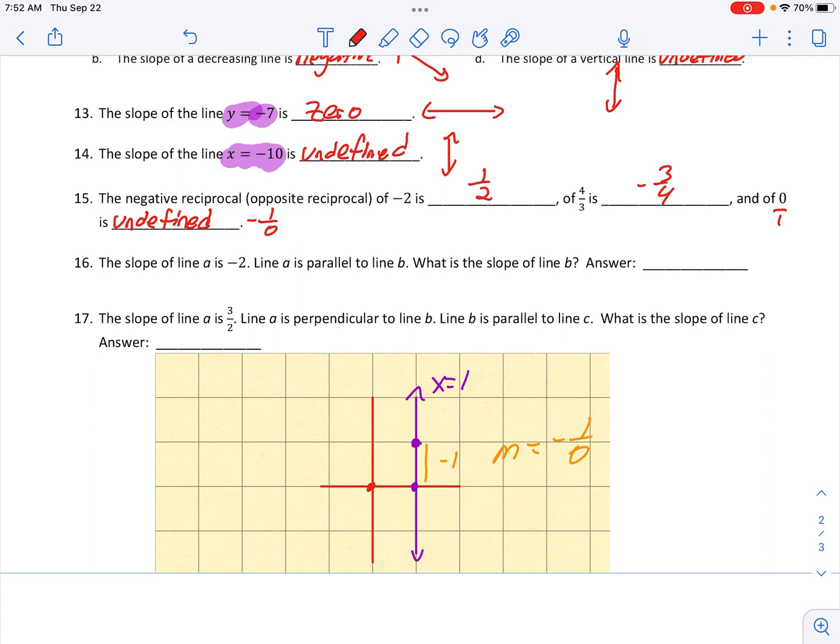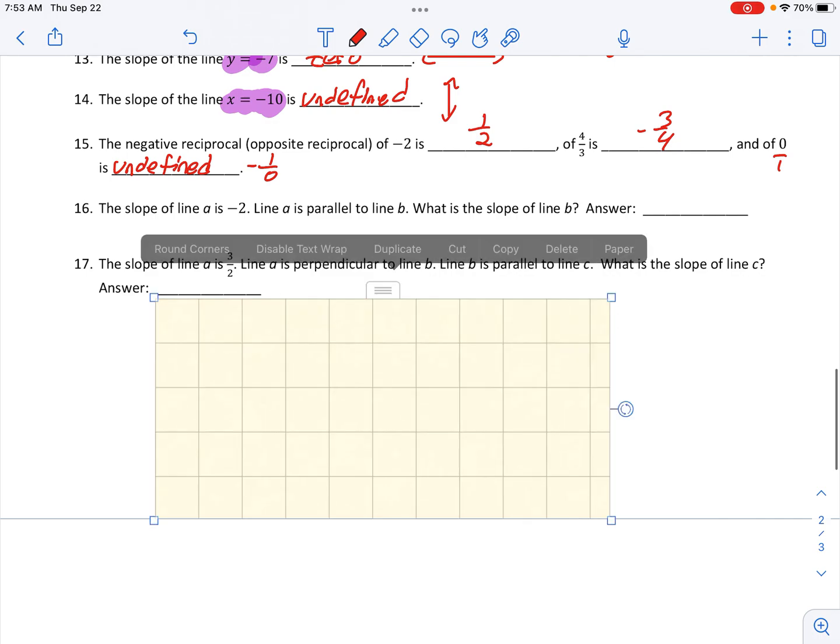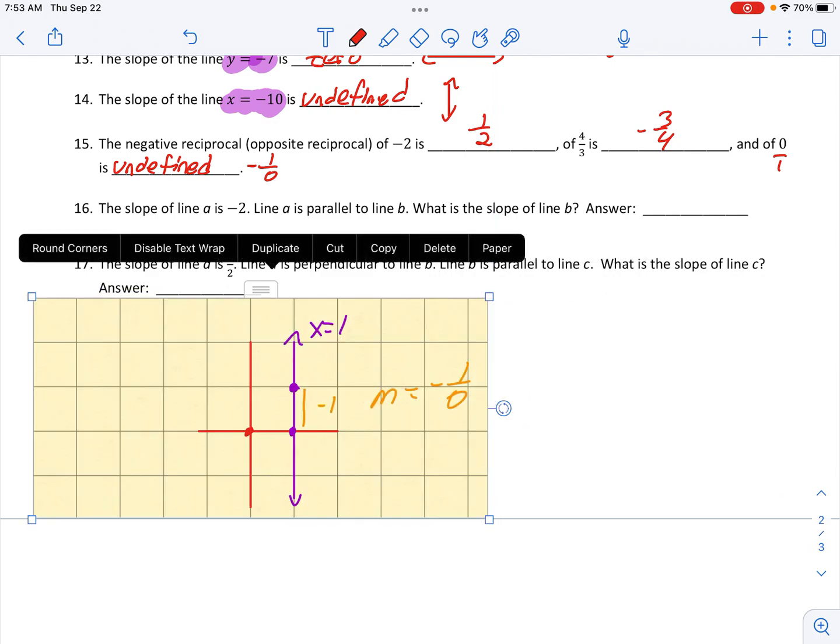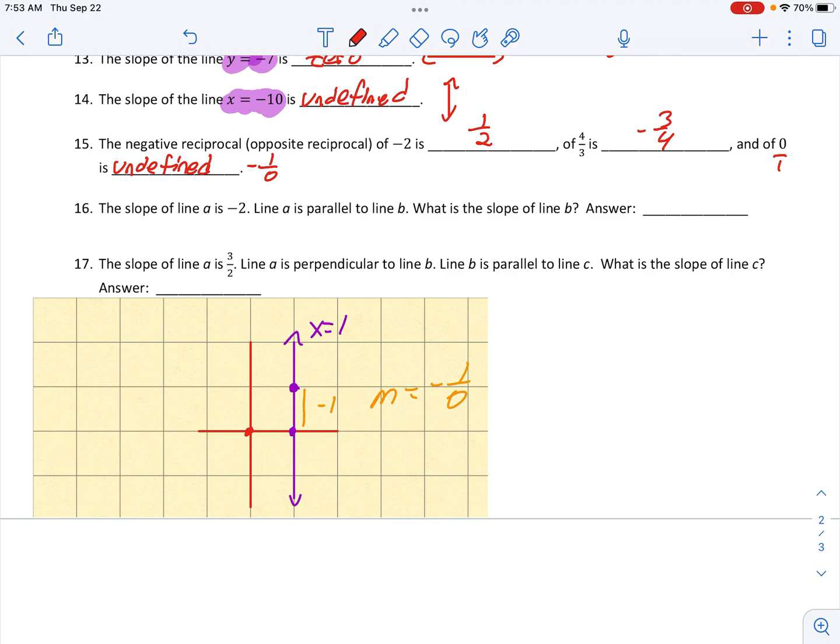Okay, 16, the slope of A is -2. So let me give myself some room there. So think about a slope that is -2 for line A. So -2 looks something like that. Line A is parallel to line B. Parallel we know means the same slope. So this is -2. That means B's slope has got to be the same, which is also going to be -2.